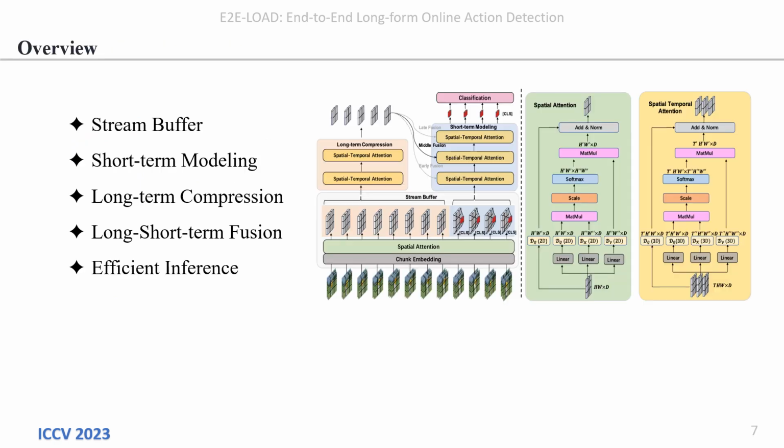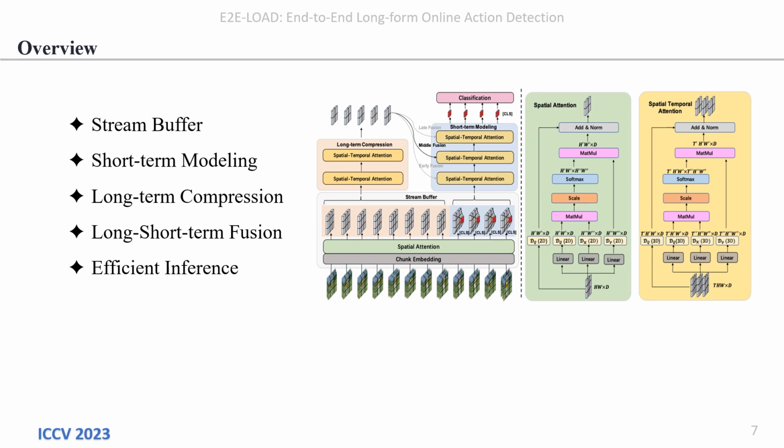We present the architecture of E2E-LOAD, which utilizes a stream buffer to extract and cache spatial representations of incoming frames. These representations are then divided into two segments. The older, longer segment is directed towards a long-term compression branch for temporal resolution compression. In contrast, the newer, shorter segment is sent to a short-term modeling branch to carefully model the recent context. Finally, these two representations are fused via a long short-term fusion module to predict the most recent frame.